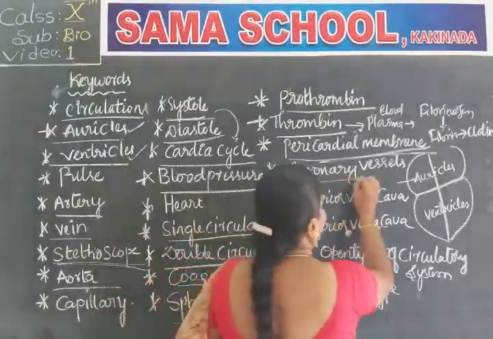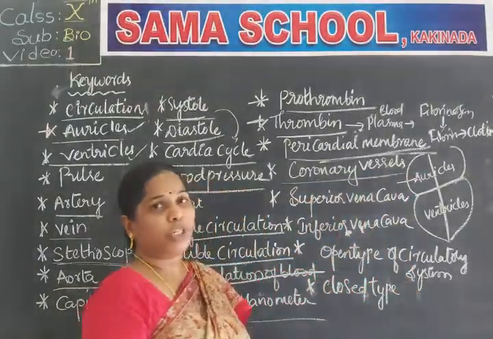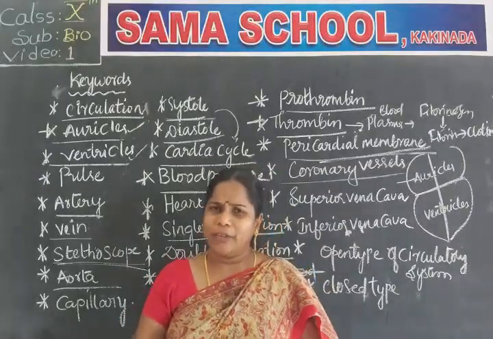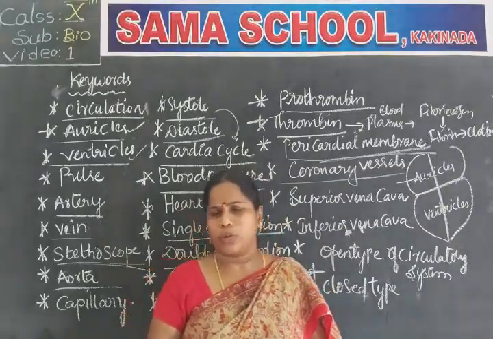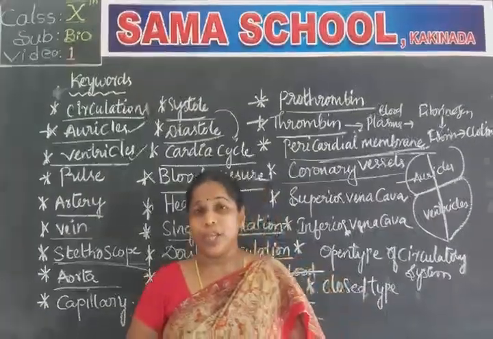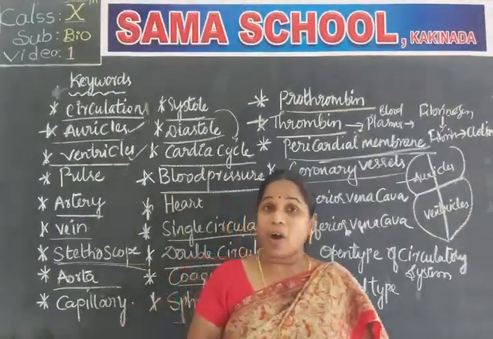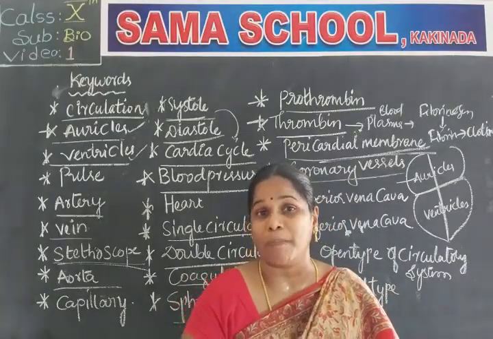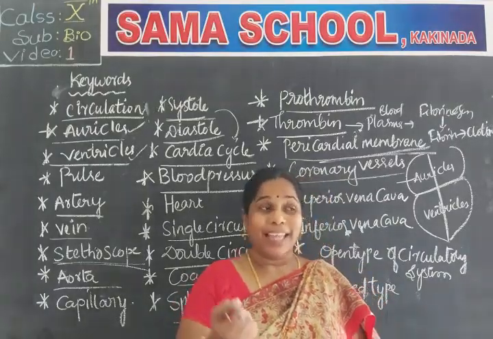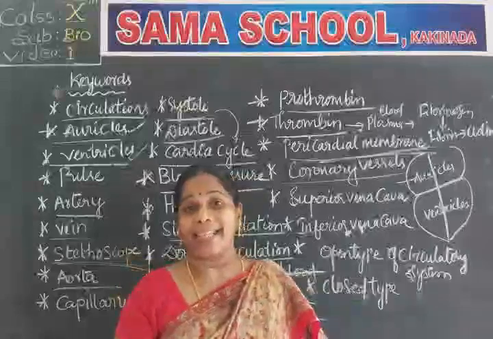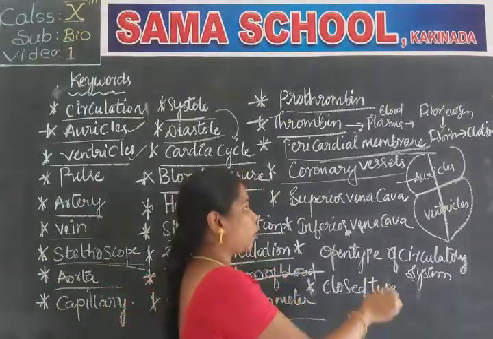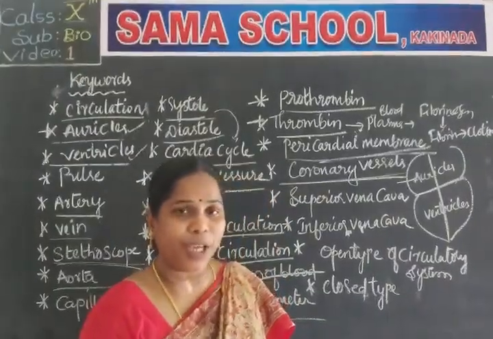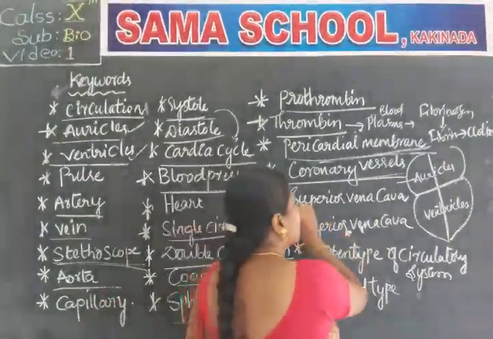Then coronary vessels. Listen to my version. The vessels here need blood to get all the nutrients and energy. In the same way, the heart also needs blood to get energy. It needs energy to pump the blood. So the arteries which supply the blood to the heart are called coronary vessels. There is coronary artery and coronary vein.